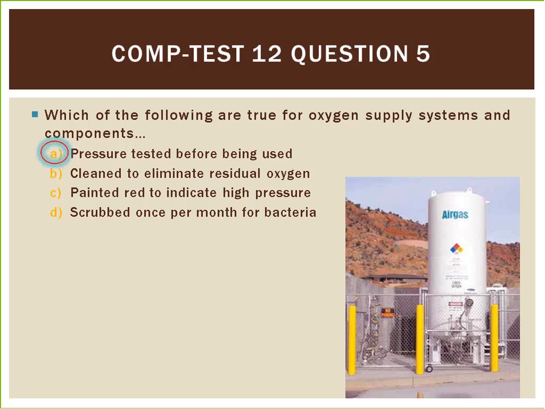A is the best answer here, because oxygen supply must be pressurized to a certain level to assure working order. B is incorrect, because oxygen supply systems and components should always be pressurized, so there is no need to eliminate residual oxygen. C is incorrect, because oxygen lines are not painted red, typically. D is incorrect, because external parts of the oxygen line or components should not come in contact with the patient. Oxygen, in general, can be used to kill bacteria, pathogens, viruses, and toxins in our bodies, meaning oxygen is a natural and powerful cleanser.